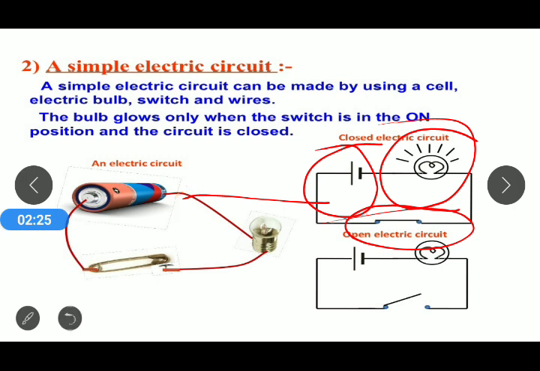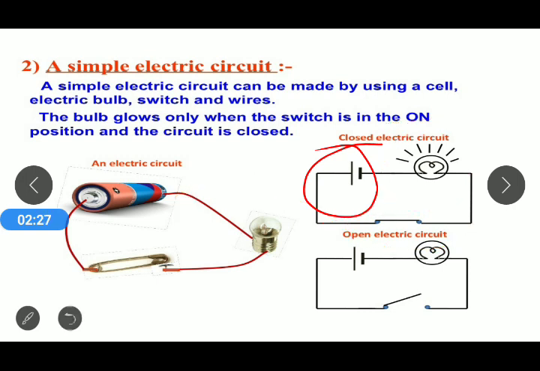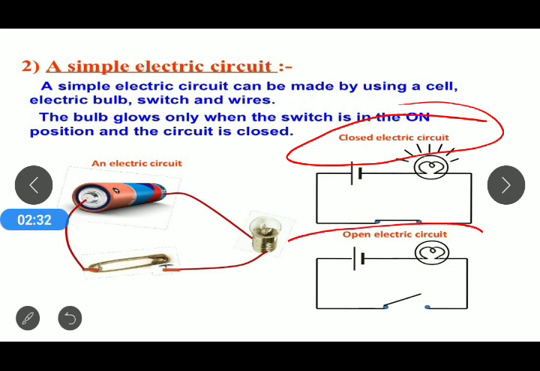But here two things are mentioned. What are the two things? There is a closed electrical circuit and another is called the open electrical circuit. So first of all, we need to understand what is a closed electrical circuit and then what is an open electrical circuit. First of all, a definition has been given to us: a simple electrical circuit can be made by using a cell, electric bulb, switch and wire.